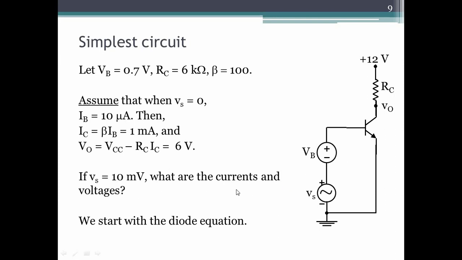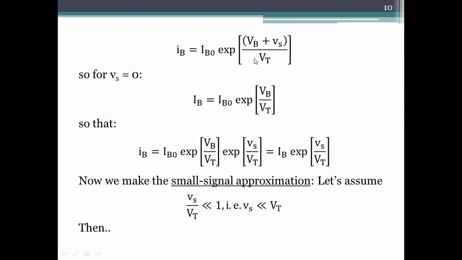We ask the same question, and we start with the diode equation. So this is the same equation, and we say the same IB is this, and then we substitute for this capital IB in this equation, and therefore we get small i_B equal to capital IB into e raised to Vs by Vt. Till this point it is the same as before. Now we make the small signal approximation.